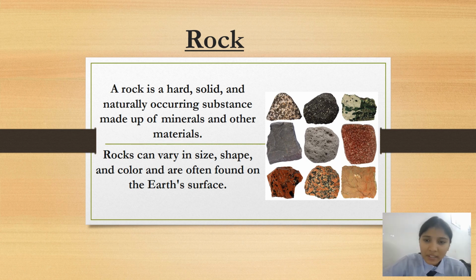Rocks can vary in size. They can be of any color, any size, and any shape. Some are smaller, some are larger, and some can be green in color, some gray, and some orange. The colors can vary according to their nature, right?